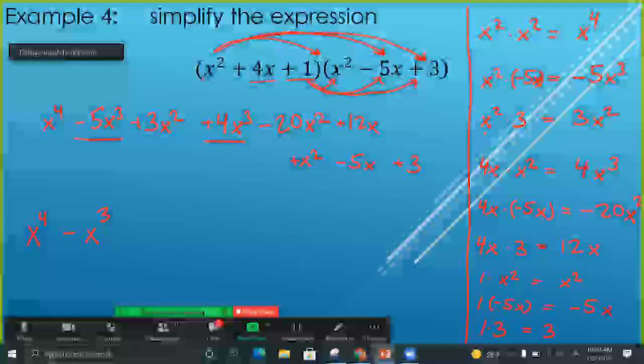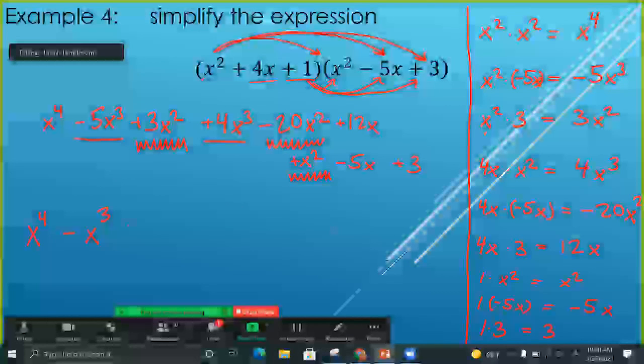Now let's do squareds or second powers. So there's 1, here's 2, and here's 3. So I underline those with a squiggly. 3x squared minus 20x squared plus 1x squared. So that's 3 minus 20 plus 1 should be negative 16 x to the second power.